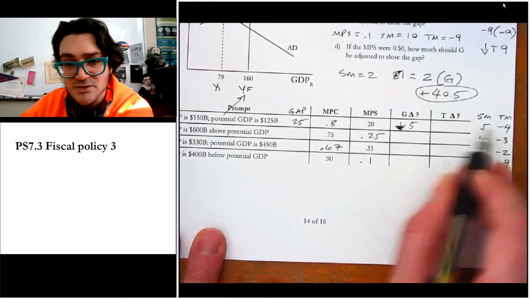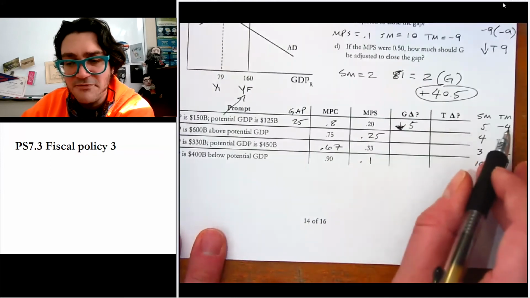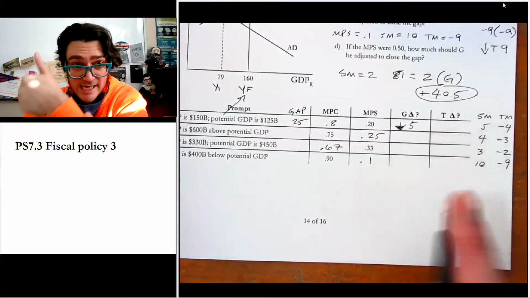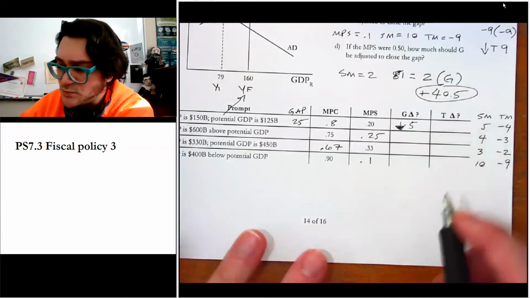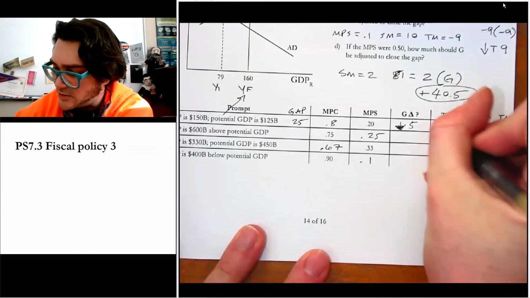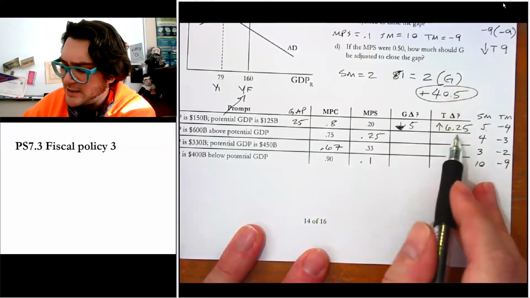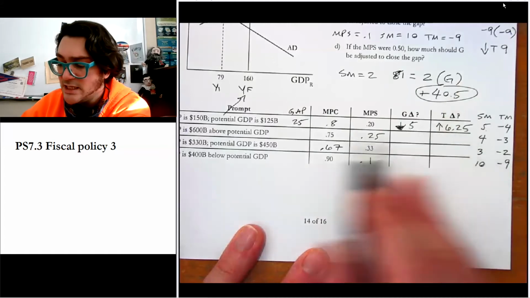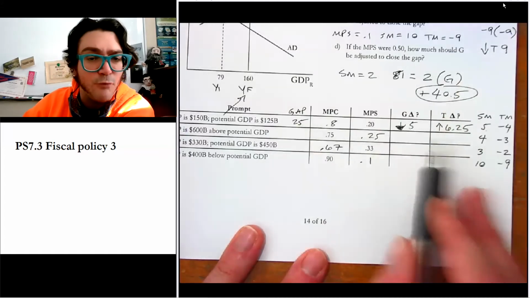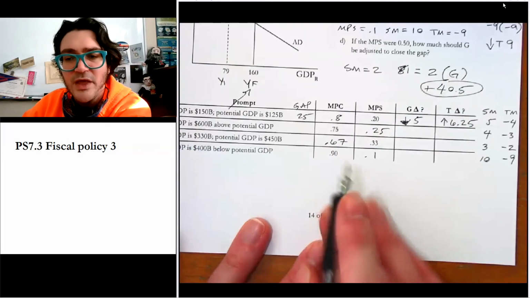In terms of taxes, this one's a little bit harder, -4. So we're going to want to raise taxes, and we're going to want to raise them by 6 1/4, 6.25. And is that right? 6 1/4, 12 and a half? Yes, yes, because 25 divided by -4. Right, so that's kind of the idea here.